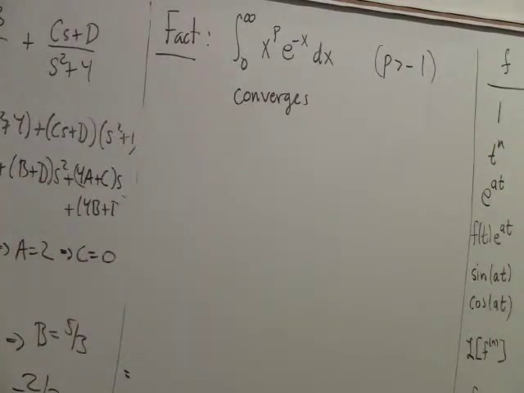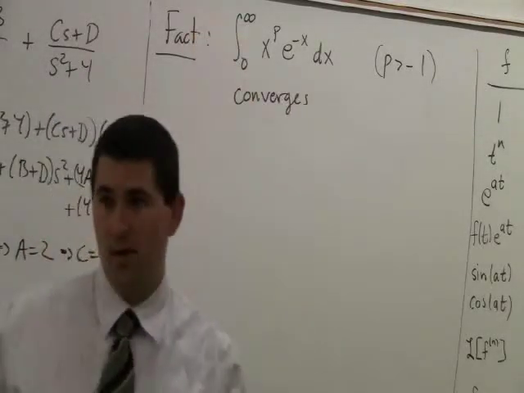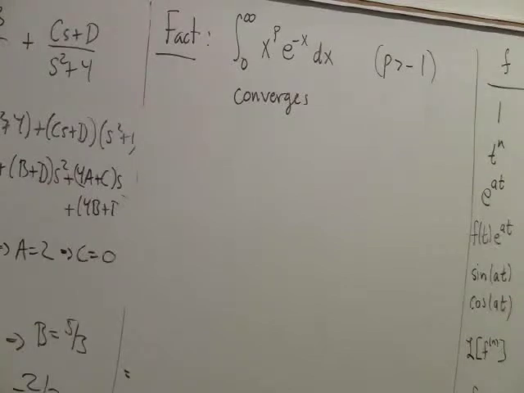Of course, why are we interested in this for arbitrary p? Well, why were we interested in it for 1/2? It's because all we had done was a substitution from the Laplace transform of t to the 1/2. If I replaced 1/2 with p, then I would know something about the Laplace transform of t to the p, at least when p is greater than minus 1.